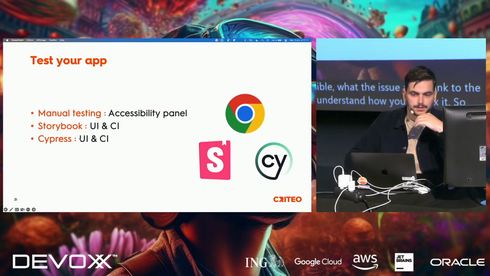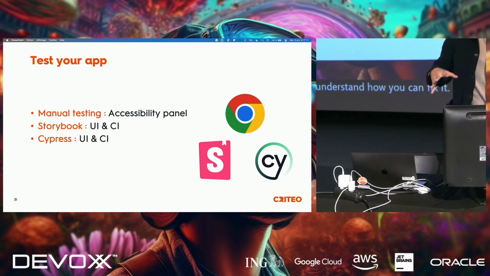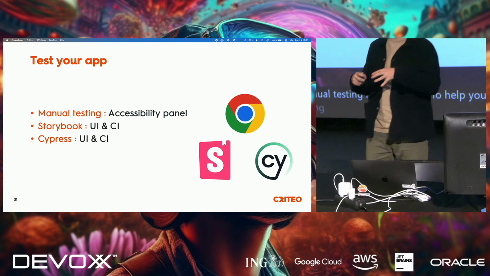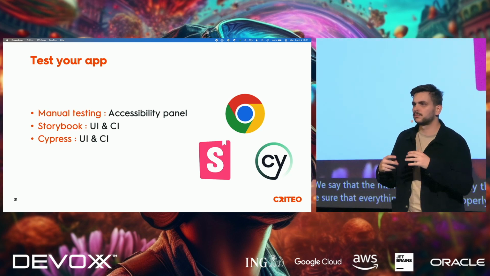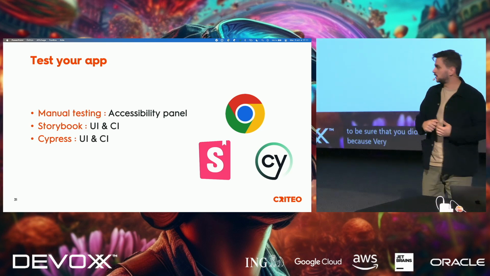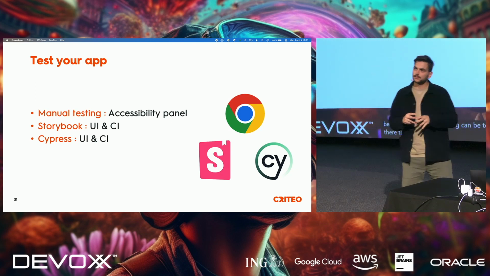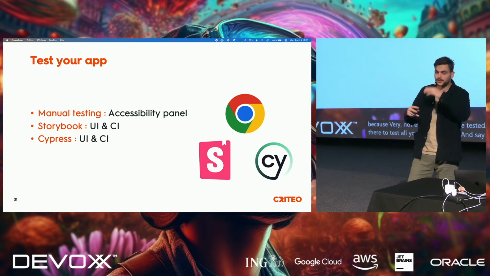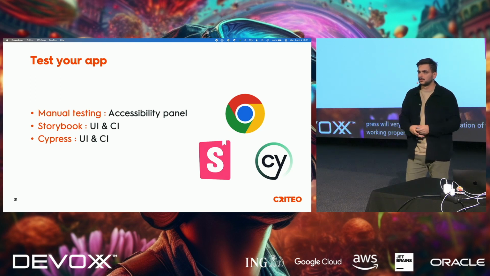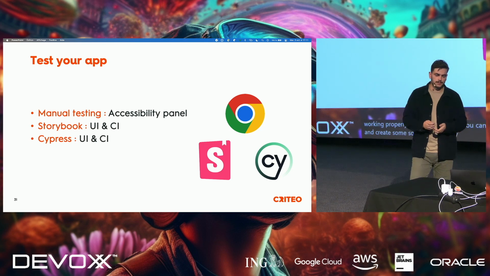So if we recap a bit, I will say that manual testing is really there to help you to be sure that everything is working properly in a global way, to be sure that you didn't forget something from time to time, because not everything can be tested. Storybook is really there to test all your components, and Cypress will verify that your integration of your components is working properly. Because of course you can make some mistakes and create some accessibility issues in your app.